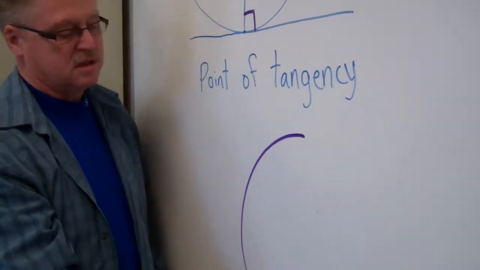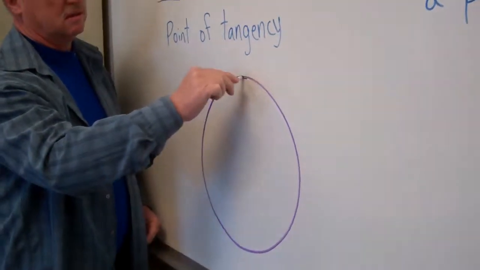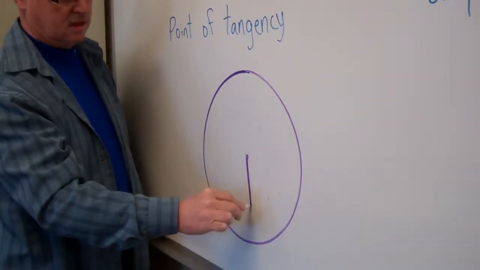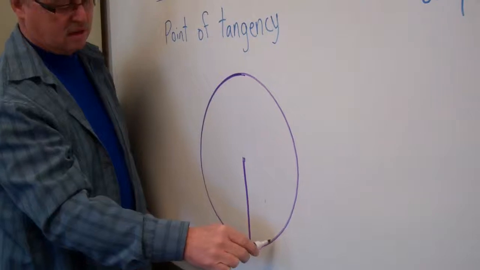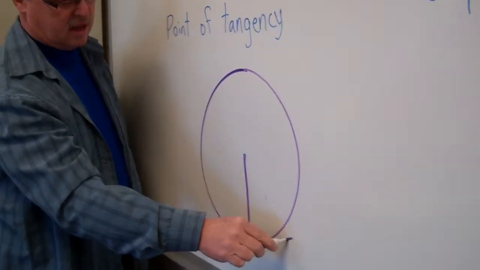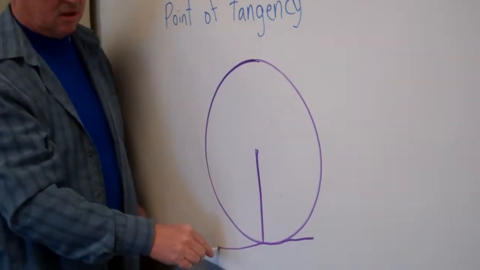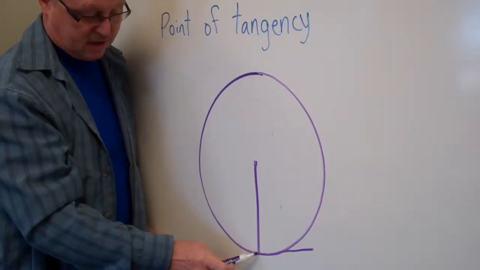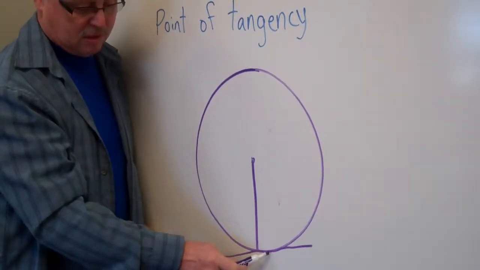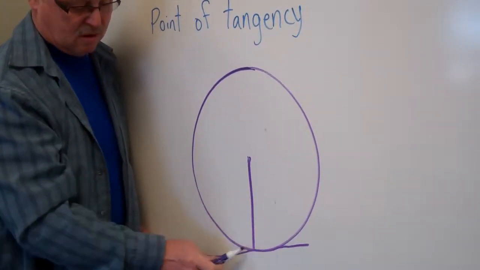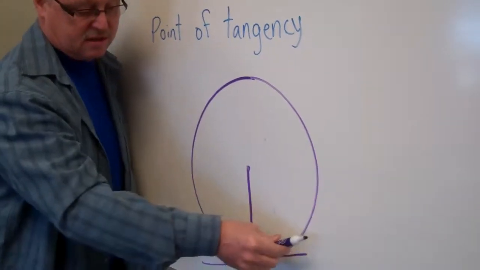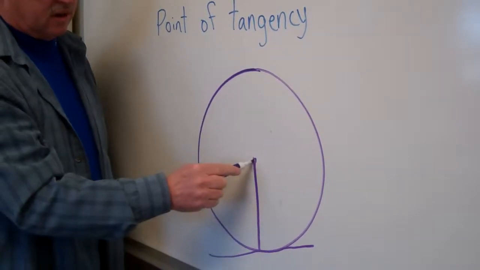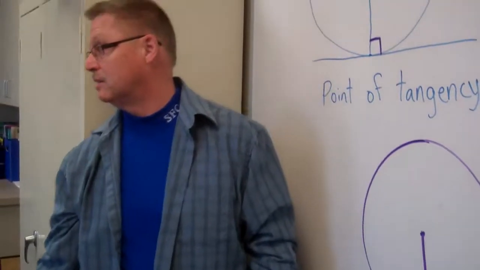If it doesn't hit at a right angle, if you have a line from the radius and it is at an angle that's not a right angle, that means this is not a point of tangency. Maybe the real point of tangency is over here. Or maybe the line goes a little bit inside the circle. But if it hits the point of tangency from the center, it's got to be a right angle.